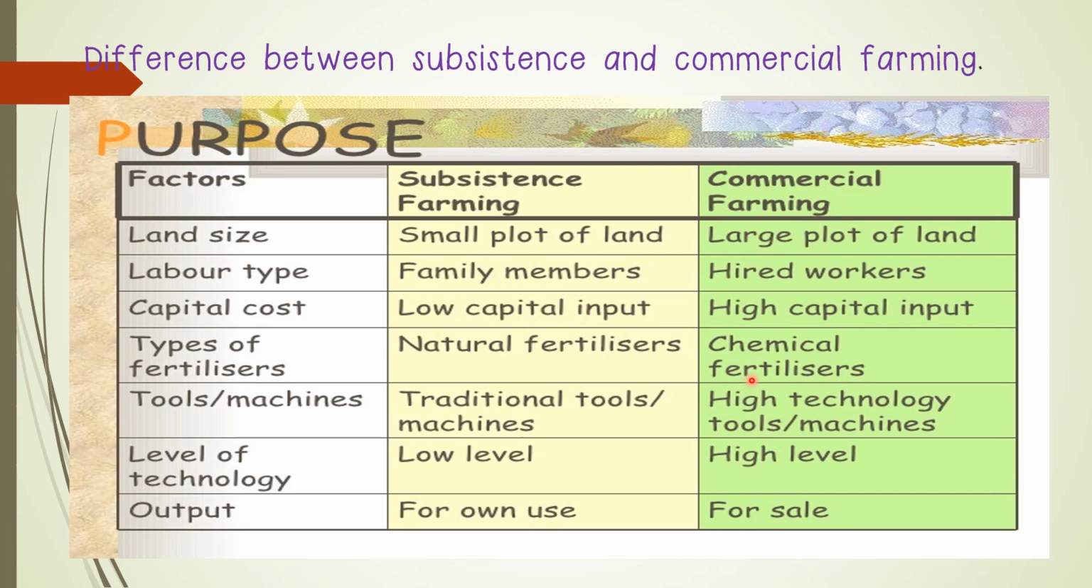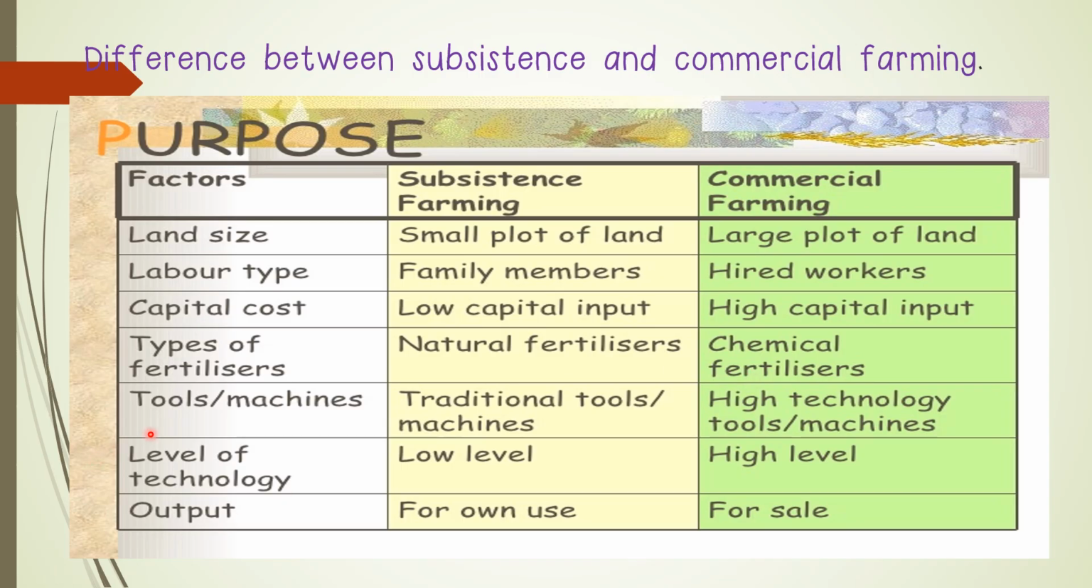Now, chemical fertilizers are fertilizers that are made by different companies. So it's not coming straight from the source. For example, the eggshells, they are making it or manufacturing it in a company or in a warehouse.